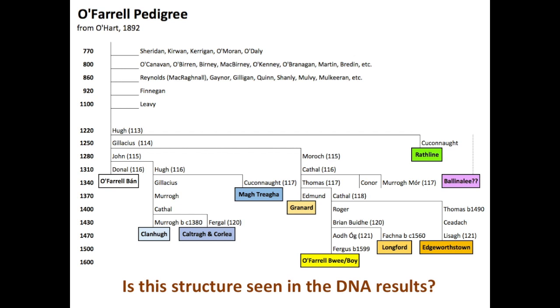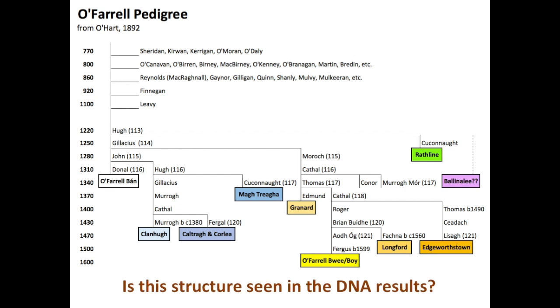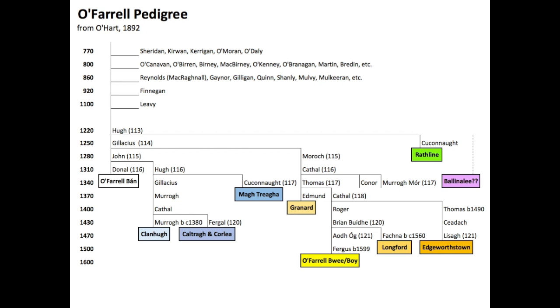So where we left off was this is the structure of the O'Farrell pedigree from roughly about 1300 onwards. Question is, is this structure seen in the DNA? And the short answer is no. And I'm going to run through these slides.